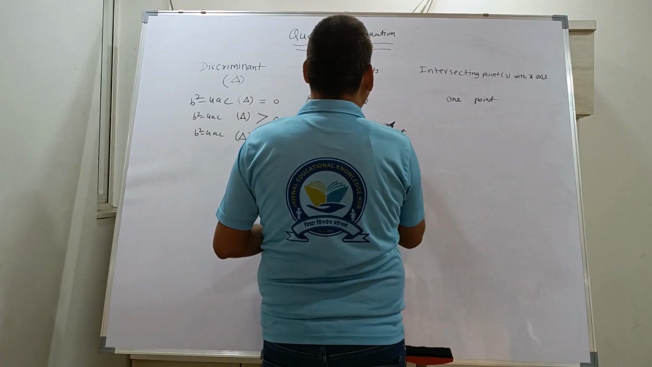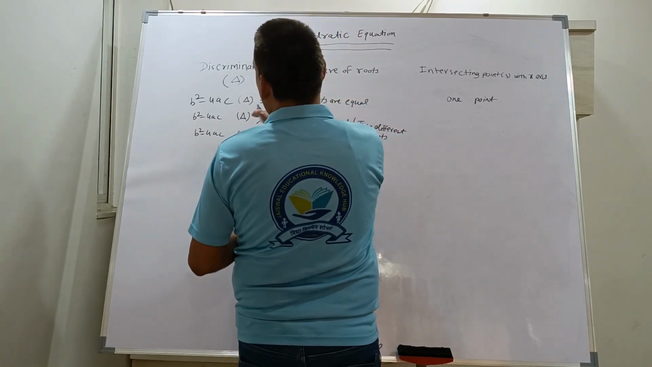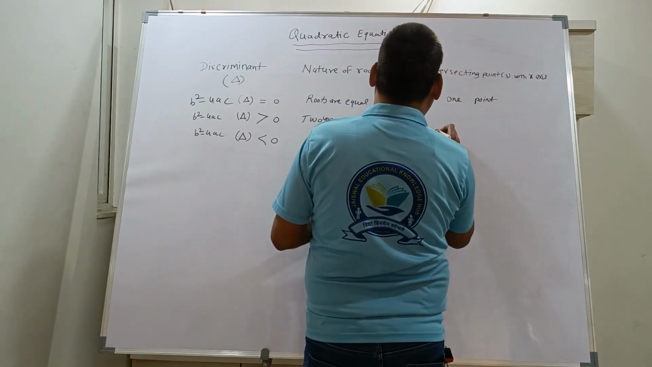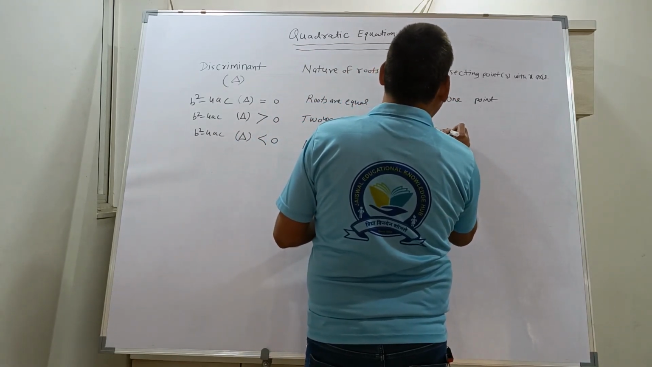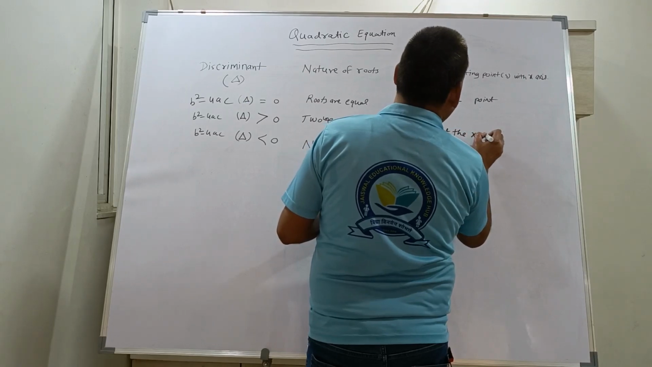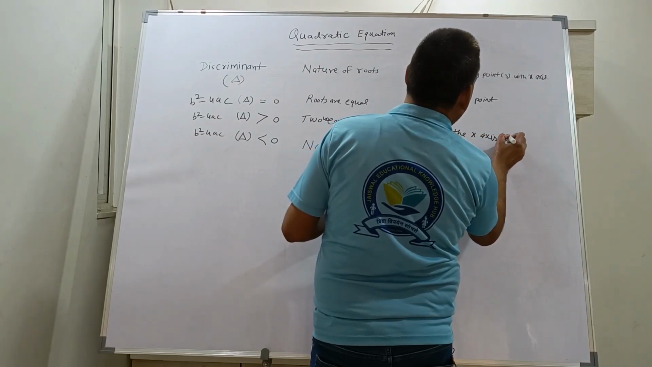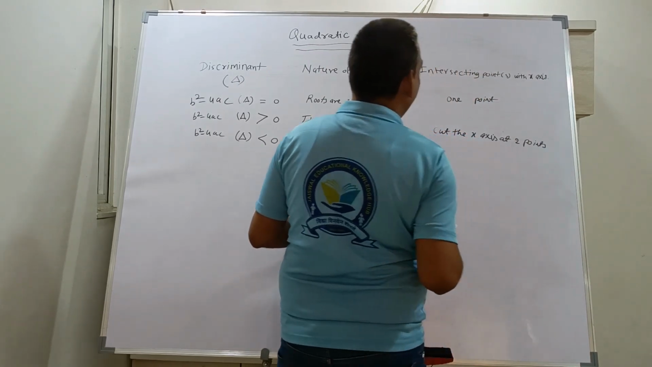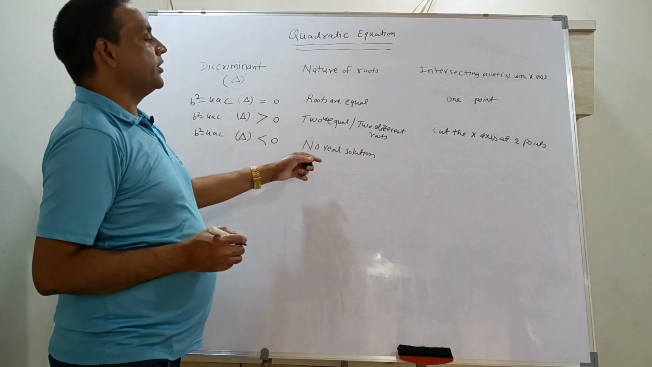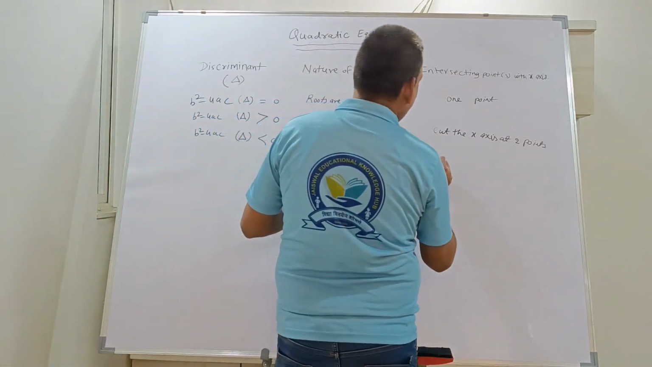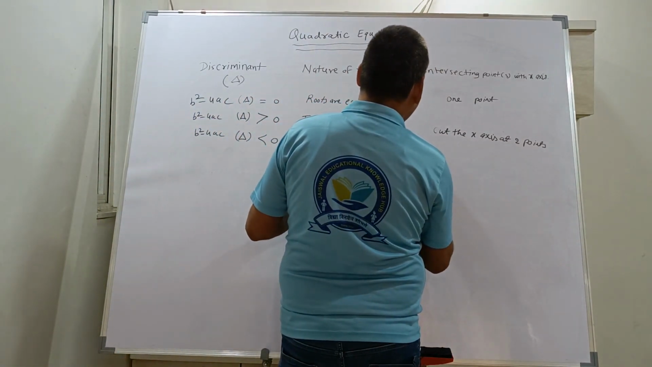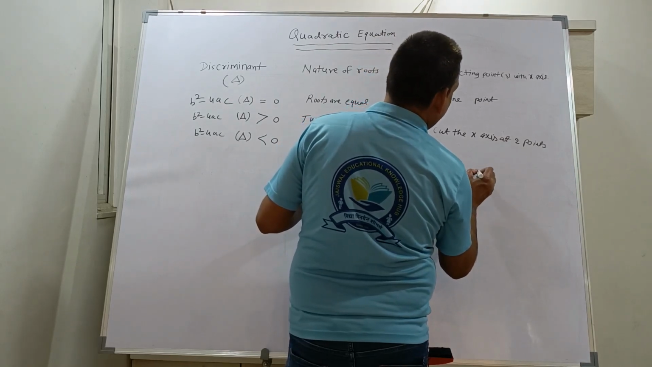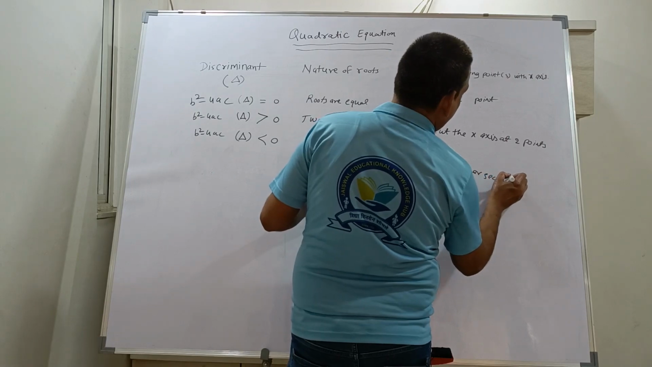If there are 2 different roots or 2 unequal roots, or b square minus 4ac is greater than 0, they cut the x-axis at 2 points. How many points? 2 points. And if there is no real solution, it does not intersect with the x-axis.